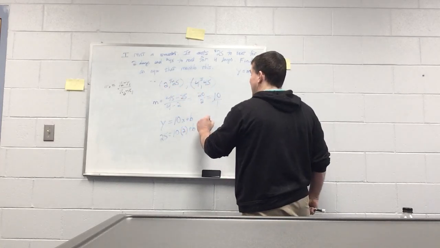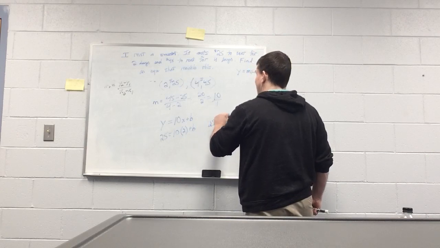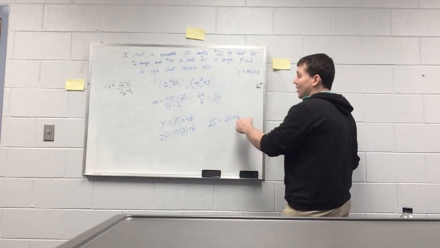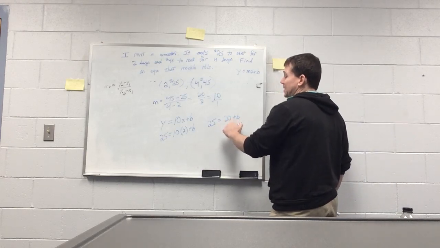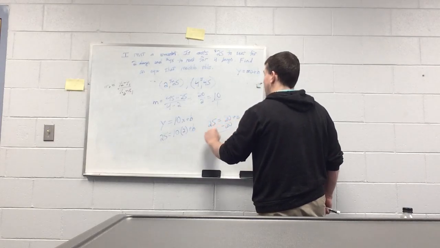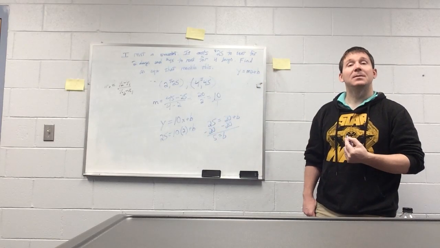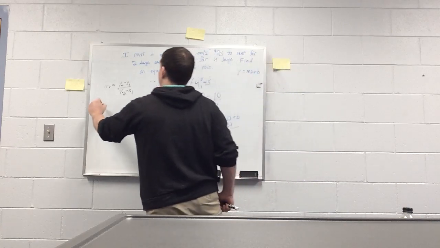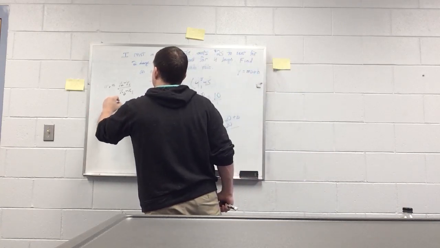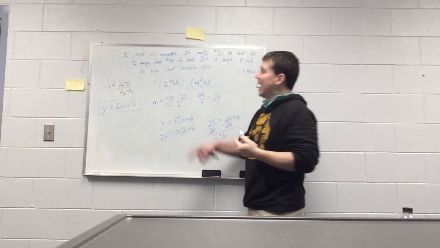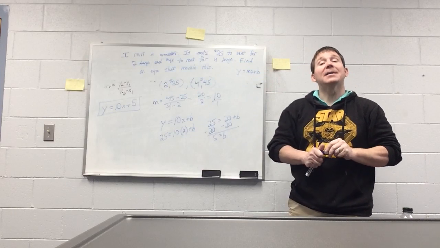10 times 2 is 20, so I get 25 equals 20 plus b. Now, 25 is equal to 20 plus b. If I subtract the 20 over, I get 5 equals b. Now again, I can rewrite my equation: y equals 10x plus 5. And now I have an equation that models that.